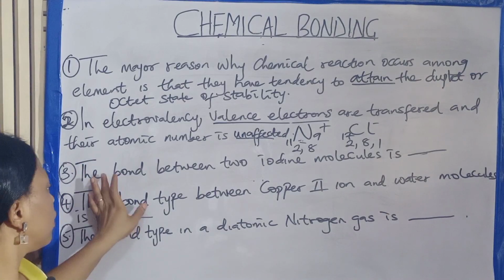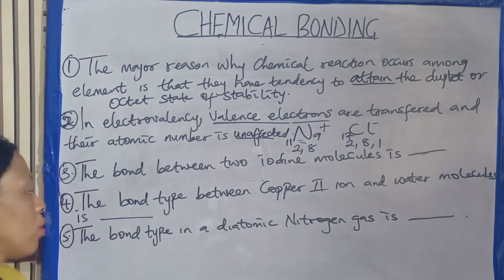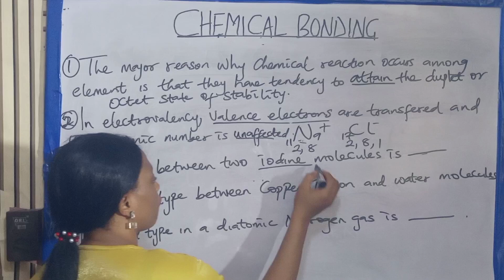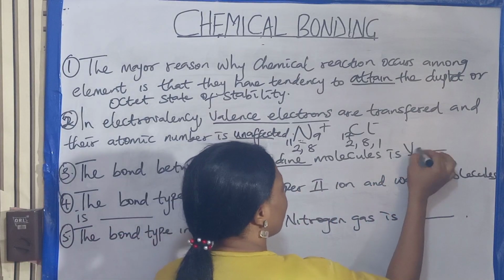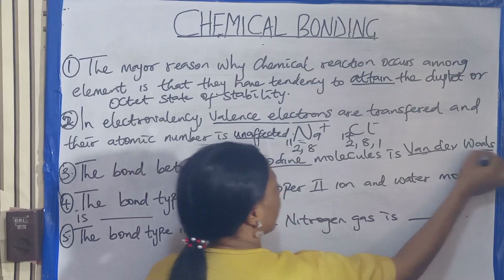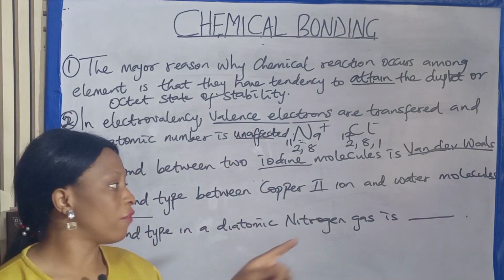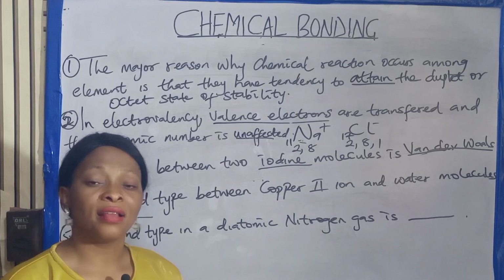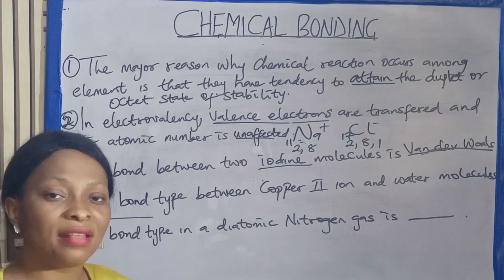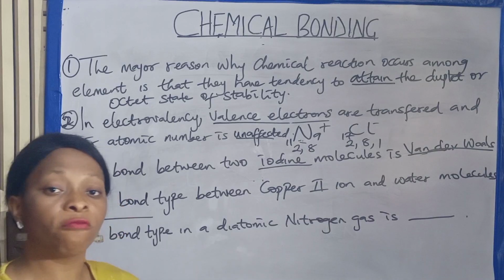Number three, the bond between two iodine molecules is. What is the bond between two iodine molecules? What type of bond exists in iodine? Van der Waals. Van der Waals forces exist in iodine. Remember what van der Waals force is? It exists in elements that are weak. It is the weakest. Van der Waals is the weakest type of bond.